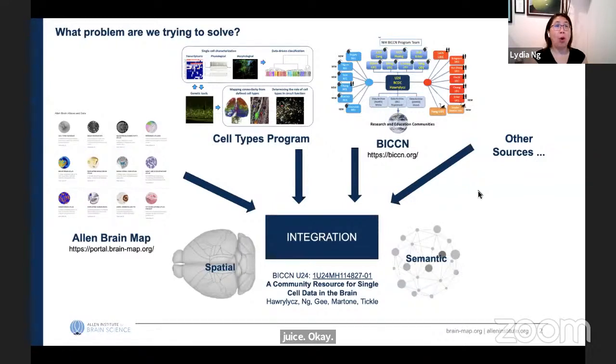Okay, so why do we need a common coordinate framework? In the first 10 years of the Allen Institute, we generated a lot of imaging data. Our first project, the Allen Brain Atlas, was gene expression data over the whole mouse brain for the whole genome. That was 500,000 images. So we needed a reference atlas and eventually a coordinate system in order to integrate all that data.